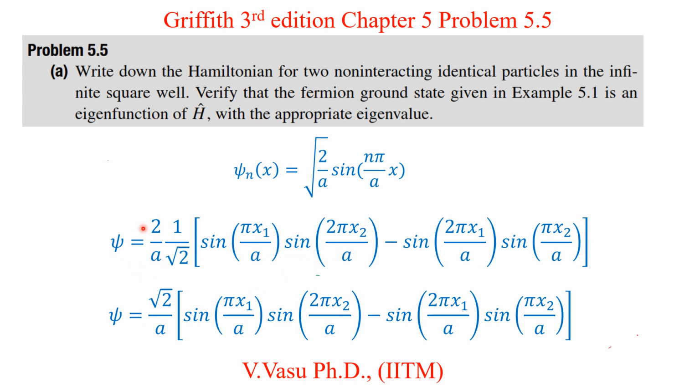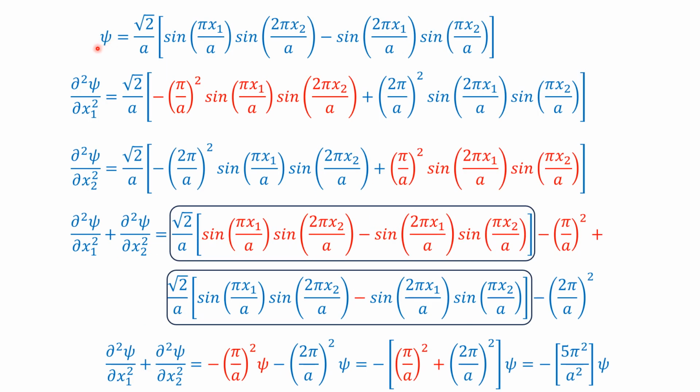So, if you multiply this constant, 2 over a, which is the square of the normalization constant, and this is 1 over square root 2, so this and this can get cancelled. So this will become square root 2 over a, and the terms inside the bracket will come as they are. We have seen that the wave function psi is equal to square root of 2 over a multiplied by these terms inside the bracket, that is, sine pi x1 over a sine 2 pi x2 over a minus sine 2 pi x1 over a sine pi x2 over a.